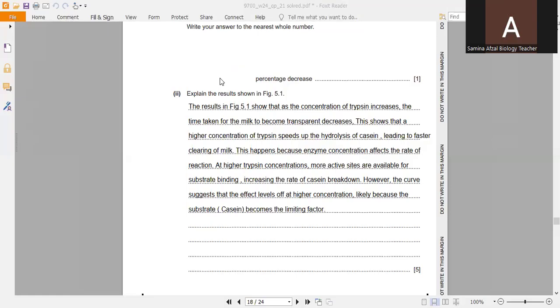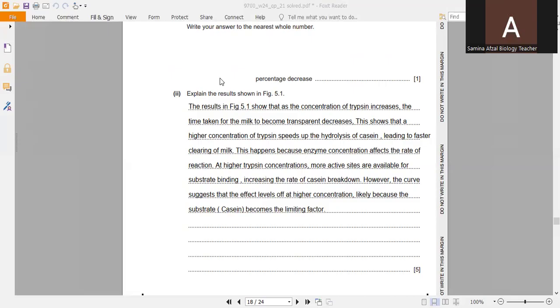So it means that as the concentration of trypsin increases, the time taken for milk to become transparent decreases. This means the rate of casein hydrolysis increases with increasing trypsin concentration. Enzymes work by binding to their substrate at an active site. When the enzyme concentration is low, there are fewer enzyme molecules available to bind with the substrate, limiting the reaction rate. As the enzyme concentration increases, there are more enzyme molecules available to bind with the substrate, leading to a faster reaction rate, because the substrate always has to bind with the active site.